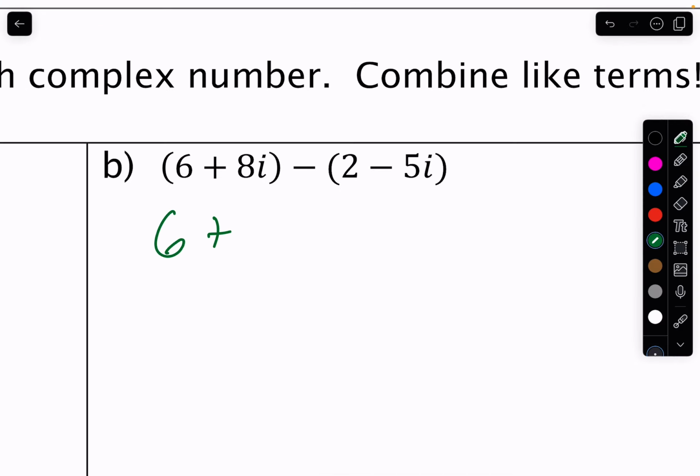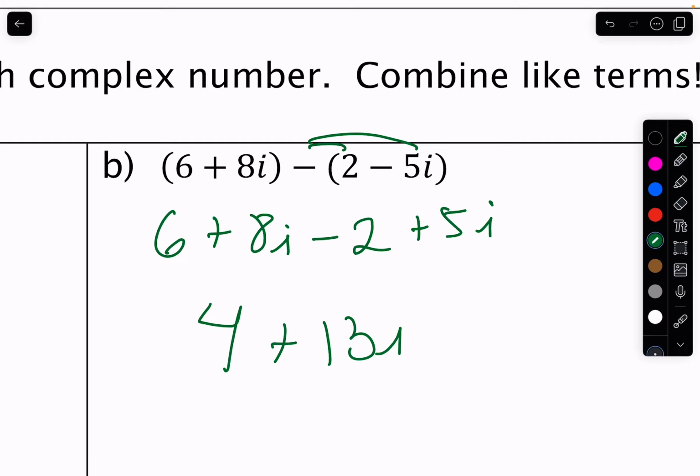Here, this is subtraction. So if you think about how we subtract polynomials, remember you distribute. So we get a -2 and a plus 5i. We combine our like terms. We get 4 plus 13i.